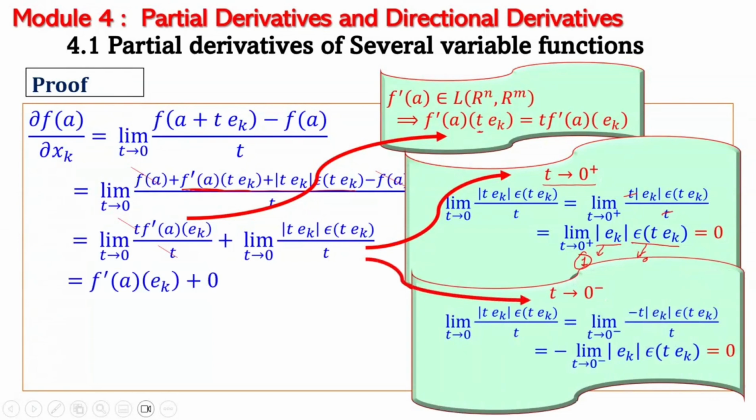we have here when t tends to 0 minus again, so absolute value of t will be minus t. So this t and t cancel out, and we will have minus, and then with the same logic as previous, this will be 0. So therefore, overall, the limit is 0. And we'll have the partial derivative is f dash a, which is the part a. So therefore, partial derivative exists for all k equal to 1 to n.